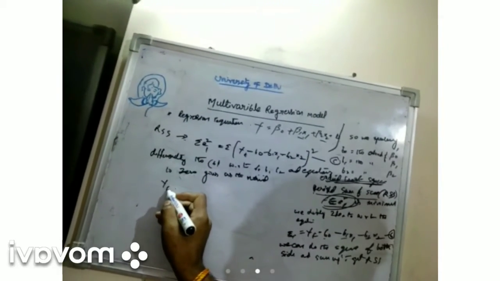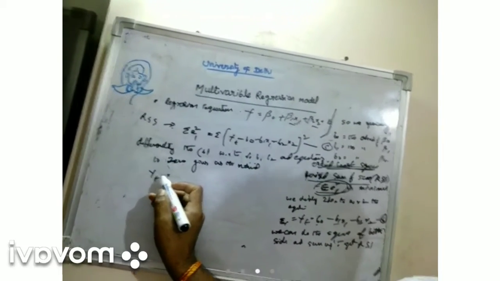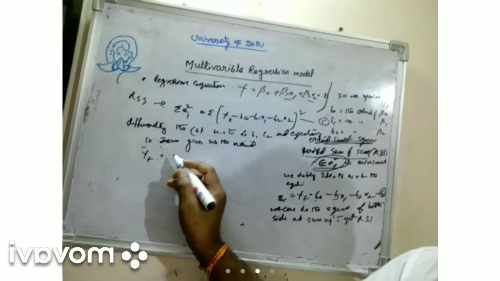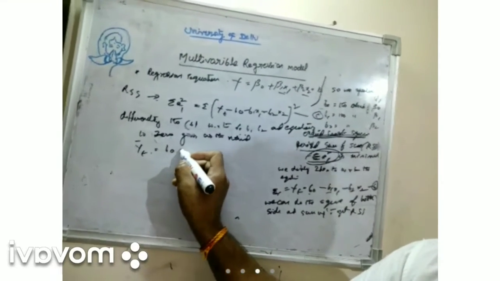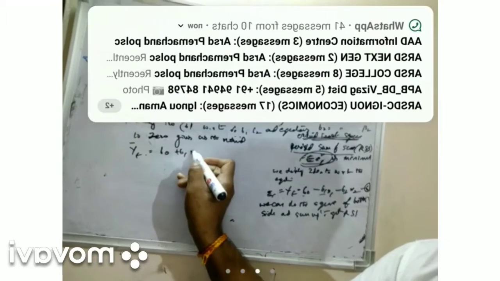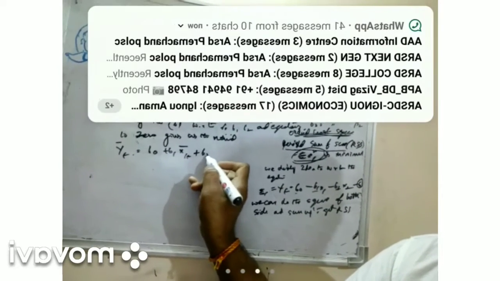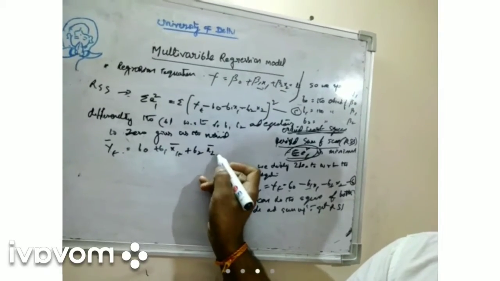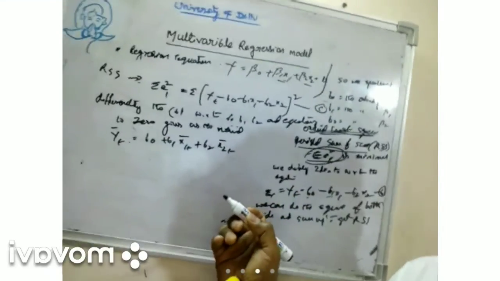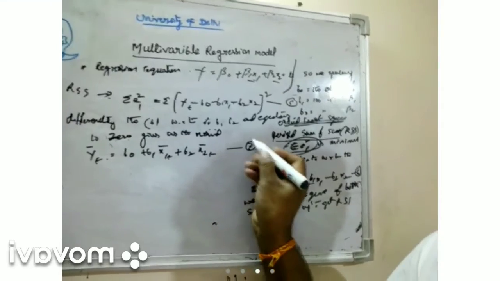Now you can get the sum of yt, where the intercept is b0, equals n b0 plus b1 times the sum of x1t, plus b2 times the sum of x2t. This is the one equation. That equation is going to be the seventh equation.